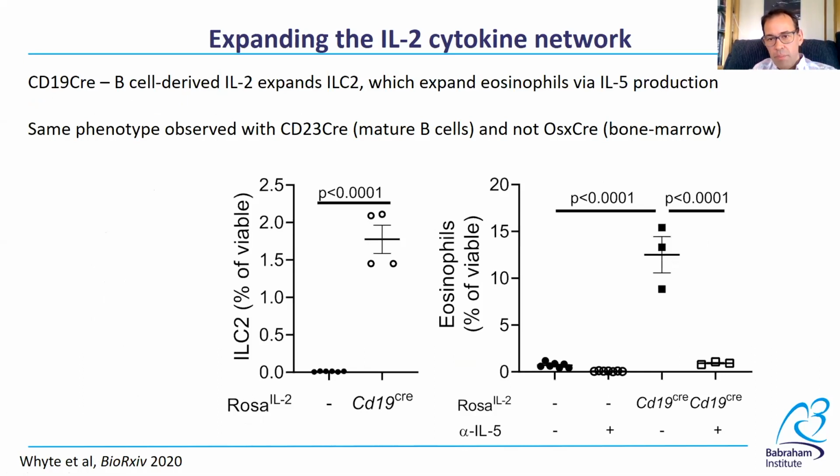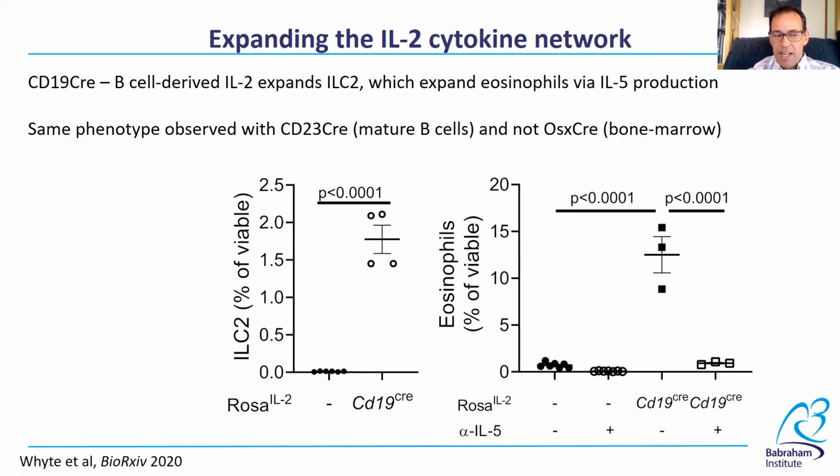And it turns out that this is not because the eosinophils are responding to IL-2. That would just make the story a little bit too simple. No, it turns out that the B cell derived IL-2 is expanding a very rare cell type called ILC2s, innate lymphoid cells 2. These cells are almost non-existent in a homeostatic mouse. However, if you have CD19 Cre and B cells are making IL-2, there's now a sizable fraction of ILC2s that are present in the bone marrow, the spleen, and the lymph nodes.